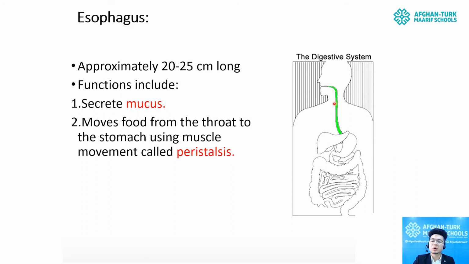Esophagus. As you all know, the esophagus is a muscular tube which has a length of approximately 20 up to 25 centimeters, and it has 2 main functions. The first one is secreting mucus, and the other one is moving the food from our mouth to our stomach by the help of a kind of movement which is called peristalsis.